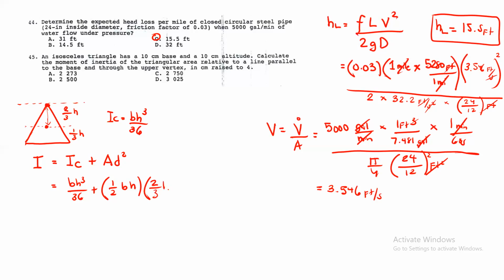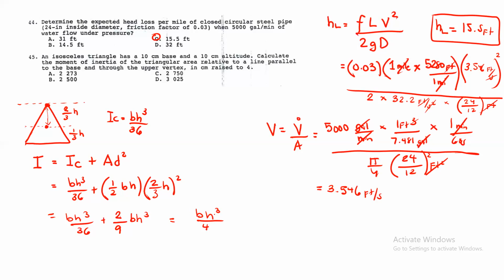So, 2/3 h squared. So, makuha natin diyan, BH cube over 36 plus 2/9, kasi 4 over 18 is 2/9, BH cube. So, pag pinagsama natin to, 2/9 plus 1/36 is 1/4. So, BH cube over 4. So, ito ang sagot natin.